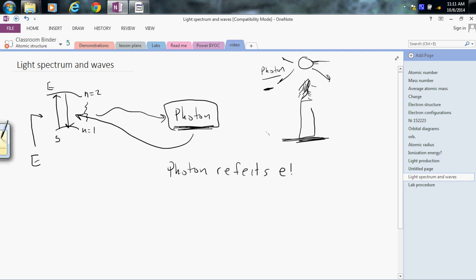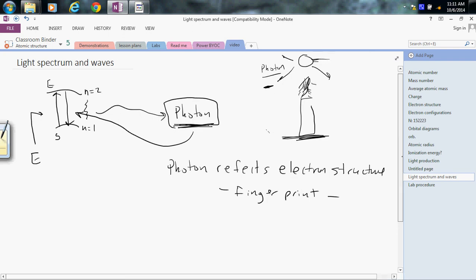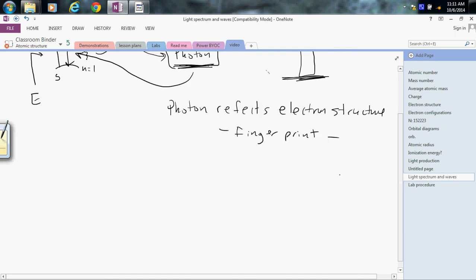We often think of it as a fingerprint, or a way to identify the actual chemical. Nowadays we have lots of sophisticated ways to identify things, but years ago this might have been a main tool for chemists. Now the actual photon is often referred to as a wave.